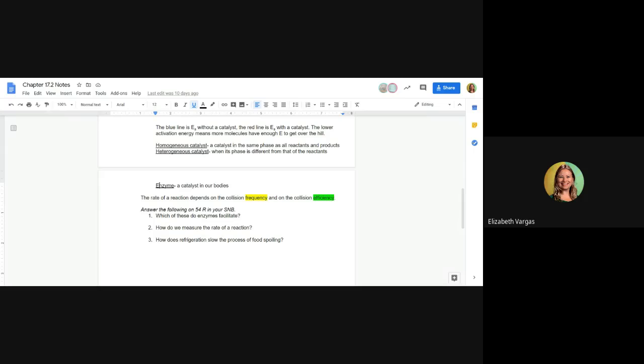Which, frequency or efficiency, do enzymes facilitate? That's kind of a trick question. Do you guys want to answer in the comments, in the chat? Frequency or efficiency? Which one of those do enzymes help with? Anybody know? Enzymes help to speed up the reaction. Is it the frequency of the collisions that they help or the efficiency of the collisions?